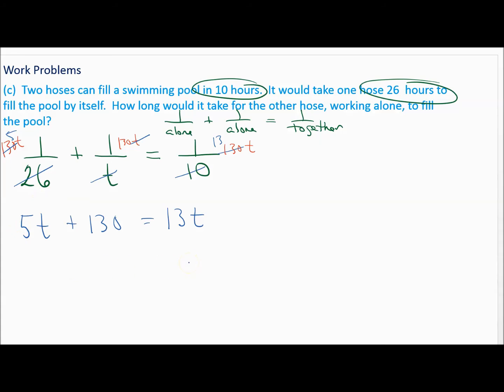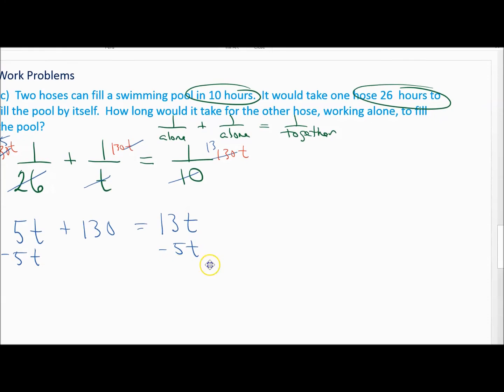Now I have a linear equation that has been cleared of fractions, so I just need to solve for t. Now notice in this particular situation, I have t's on both sides of the equation. I need all my t's on the same side. So I have two choices. I could subtract 5t from both sides, or I could subtract 13t. I think it'd be much easier just to subtract 5t from both sides.